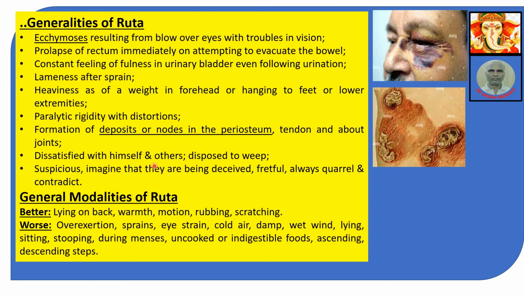Dissatisfied with himself and others. Disposed to weep. Suspicious, imagines that they are being deceived. Fretful. Always quarrels and contradicts. These are the mental symptoms of Ruta.